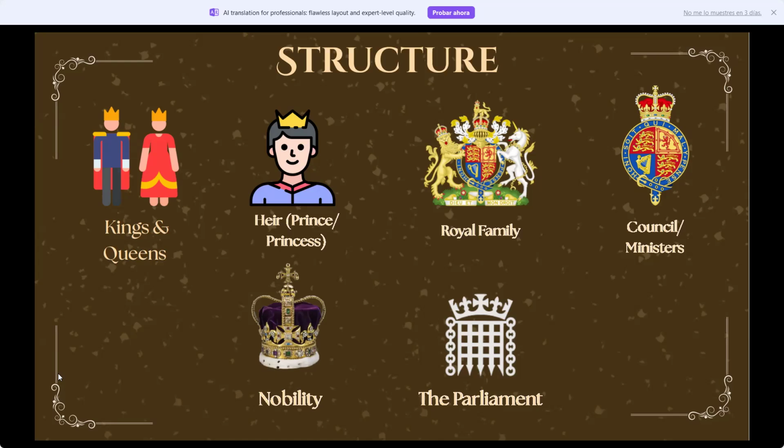For example, Edward VII reigned from 1901 to 1910. George V reigned from 1910 to 1936. Edward VIII reigned only in 1936. George VI reigned from 1936 to 1952.